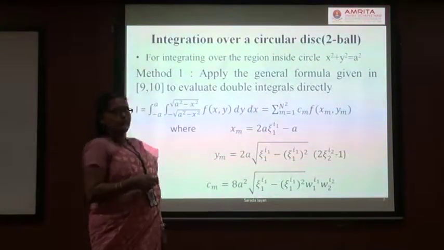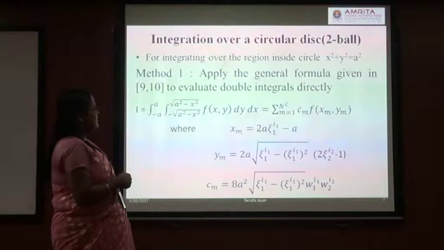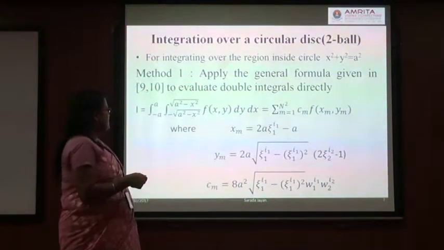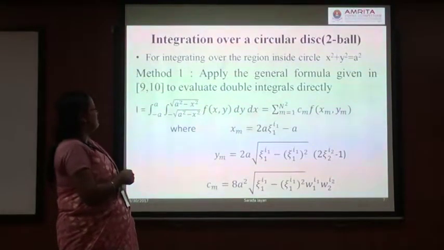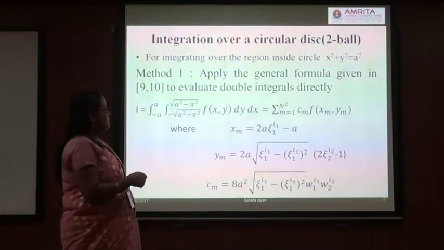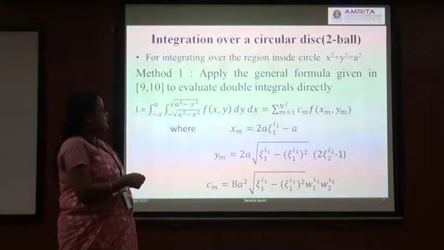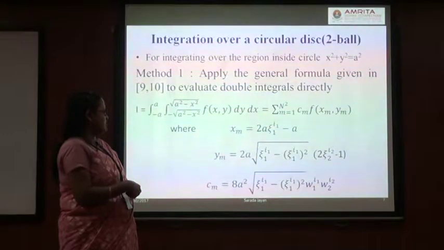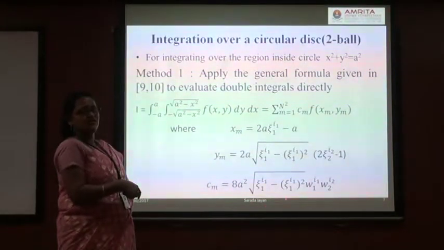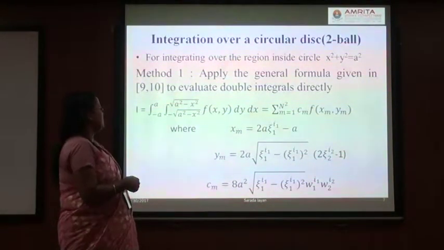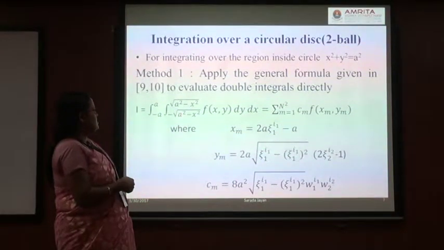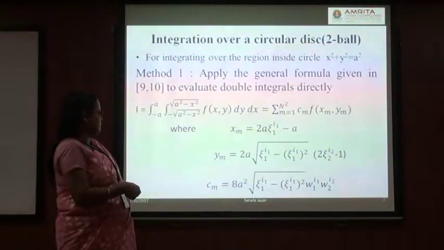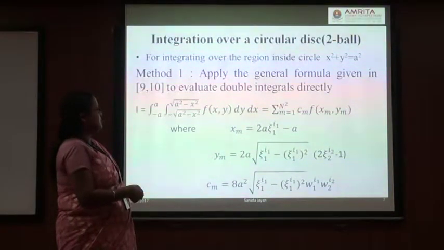Method 1 is a method where we directly apply a formula. This formula is a direct formula given in references 9 and 10. We apply this method in order to find the quadrature points. These are the quadrature points xm and ym, and cm, which is the weight wi that we mentioned in the previous slide. For this particular region, we are able to get xm, ym and cm in this manner.